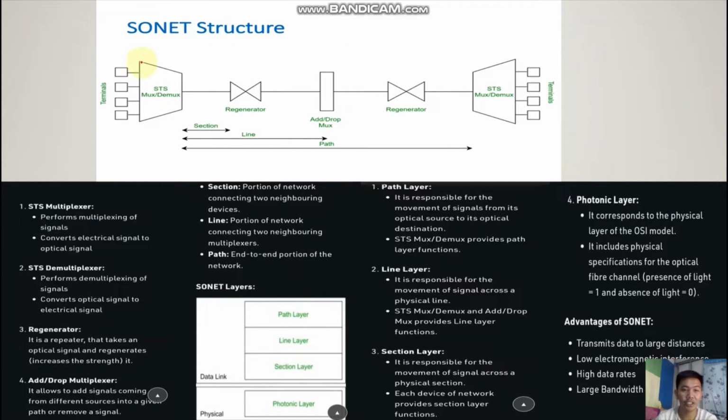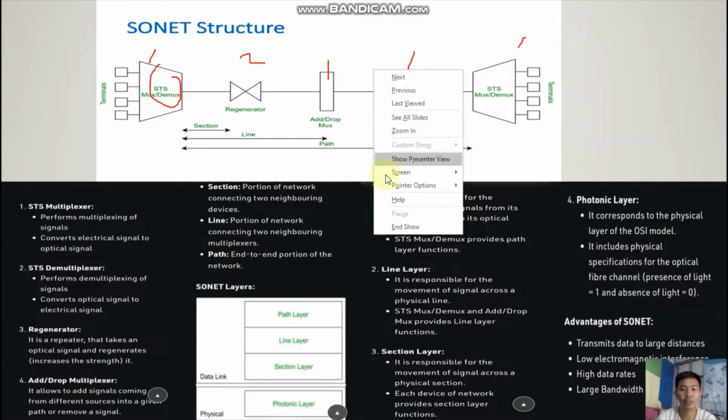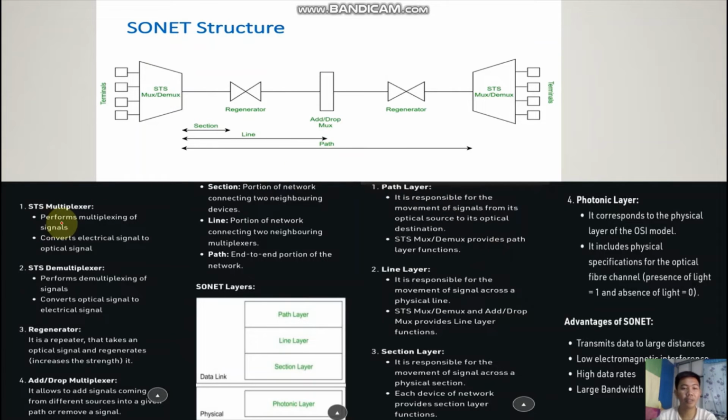So we have here the SONET structure. We have here the STS multiplexer and STS demultiplexer, two regenerators, and one add drop multiplexer. The STS multiplexer performs multiplexing of signals. It converts electrical signal to optical signal. The STS demultiplexer performs demultiplexing of signals and converts optical signal to electrical signal. The regenerator is a repeater that takes an optical signal and regenerates it. The add drop multiplexer allows adding signals coming from different sources into a given path or removing a signal.